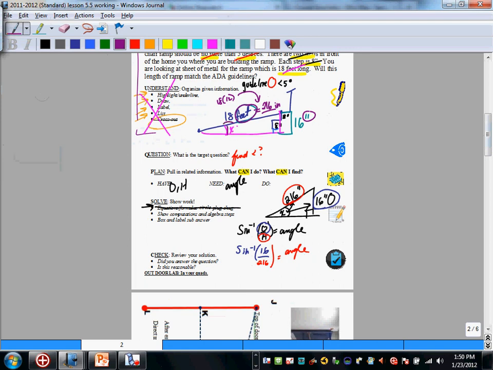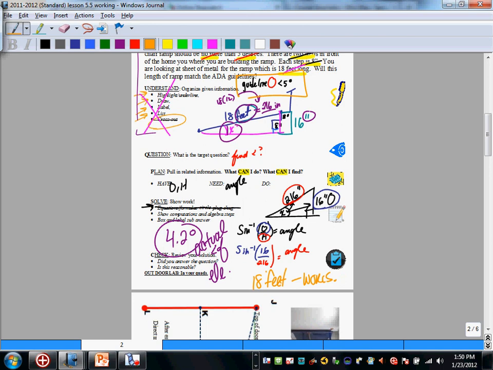That means this angle here is 4.2 degrees, given that ramp, the actual angle of elevation. Ask yourself this, is it less than 5 degrees, yes or no? Is it less than 5? Yes, then the 18 feet ramp works. It does work.